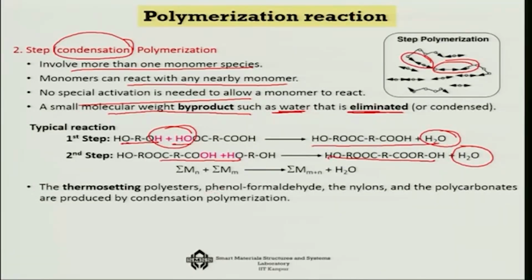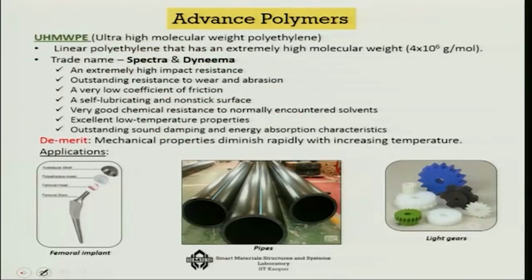So this you will find in polymers like phenol formaldehyde, nylons, polycarbonates. Okay, these are all produced by condensation polymerization. Now we talk about some of the advanced polymers. One of them is ultra high molecular weight polyethylene, UHMWPE. This is becoming very important today because these are linear polyethylenes, but they have very high molecular weight.